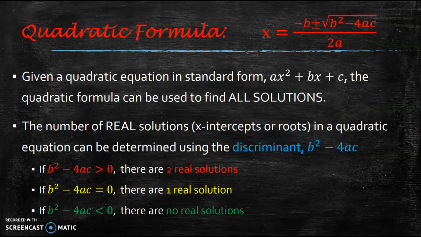Now the number of real solutions, which are also called your x-intercepts or roots, in a quadratic equation can be determined using the discriminant. The discriminant is b squared minus 4ac. If b squared minus 4ac is greater than 0, there are two real solutions. If it is equal to 0, there is one real solution. If it is less than 0, there are no real solutions.